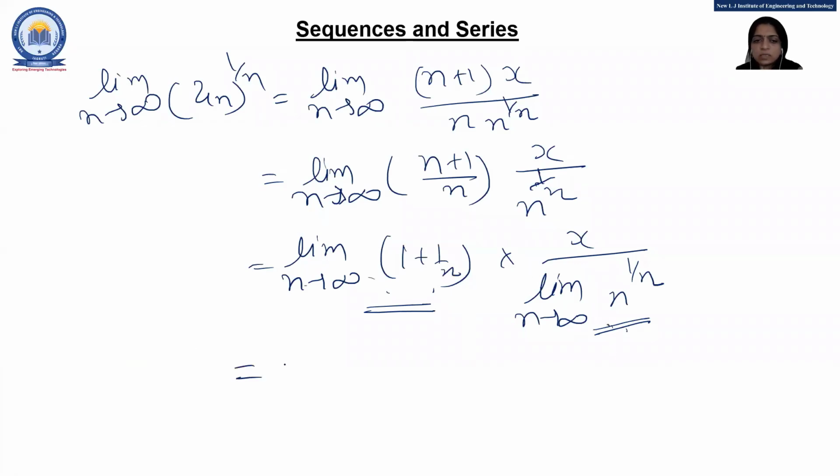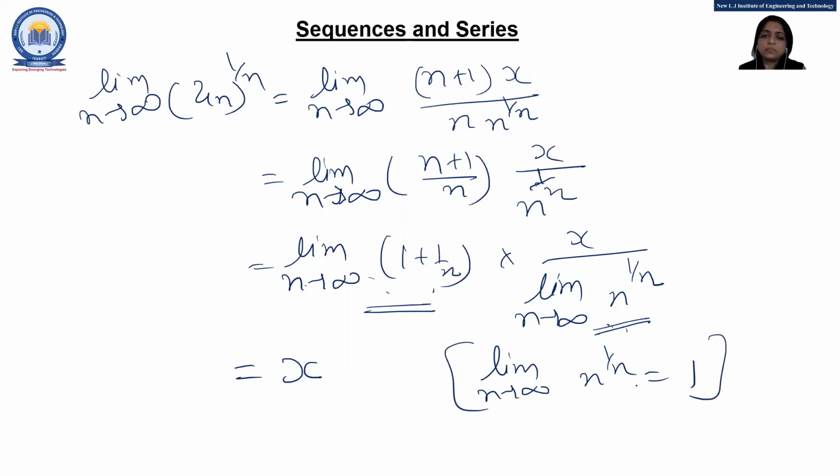So what is my answer? My answer is just x, because limit n tends to infinity n raised to 1 upon n is 1. This is easy, you can see that 1 upon n is 0, so 1 plus 0 is 1. Now limit n tends to infinity un raised to 1 upon n, we get the answer x.